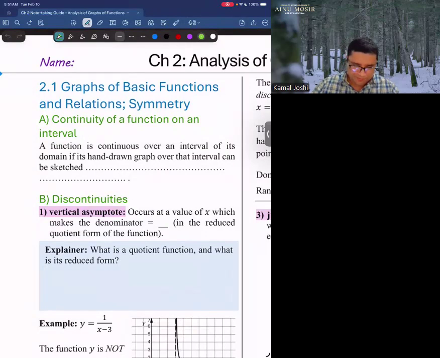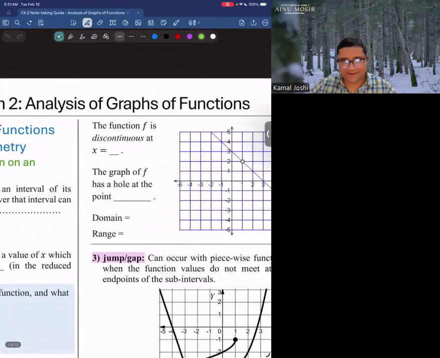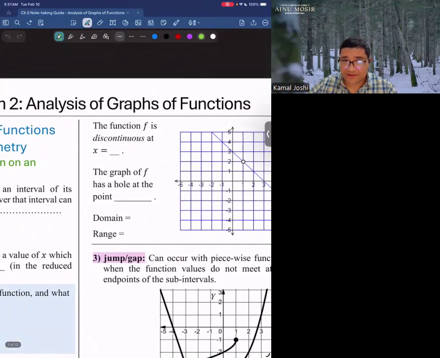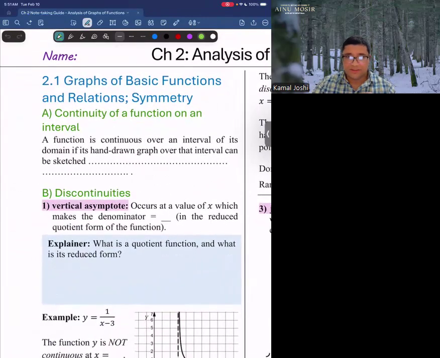Chapter 2. In this chapter, we will study the graphs of functions. The title is Analysis of Graphs of Functions. We have sketched the graphs of functions in the previous chapter as well. In this chapter, we will learn systematic ways to study and analyze the graphs. How can you classify the graphs?